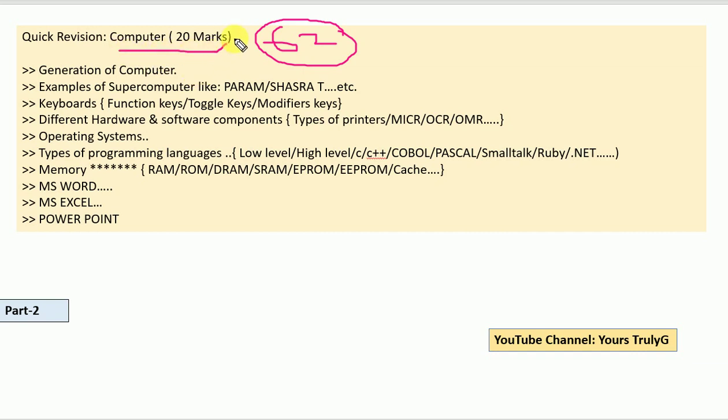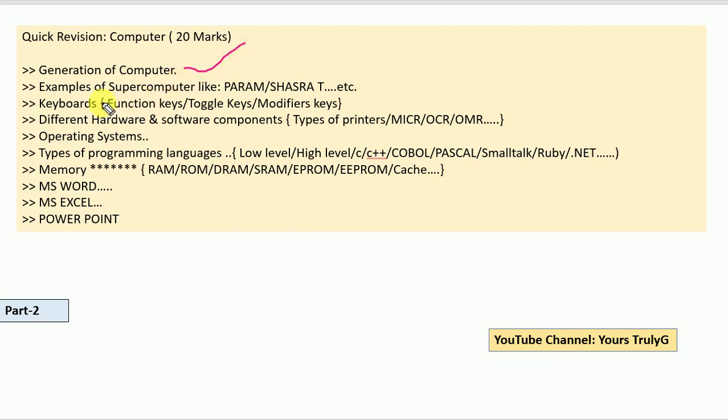As we know, that's 20 marks. First of all, you have to cover the generations of computer: the first generation, second generation, third generation, and fourth generation, and what devices were discovered in every generation. And what languages were developed in each and every generation. That is a very important and frequently asked question from the generations of computer. So you have to study the generations of computer, the languages associated with them, and the devices associated with them.